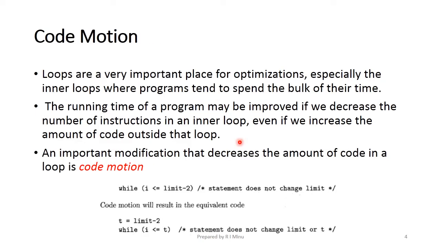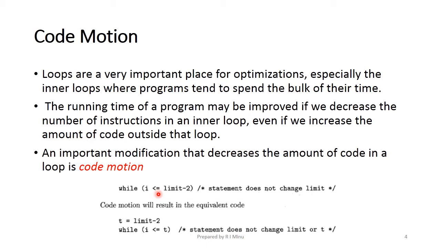So what is code motion? Loops are a very important place for optimization, especially this inner loop, which takes a bulk amount of time. So we can improve this kind of loop by reducing the time it requires in this inner loop. So how can it be done?